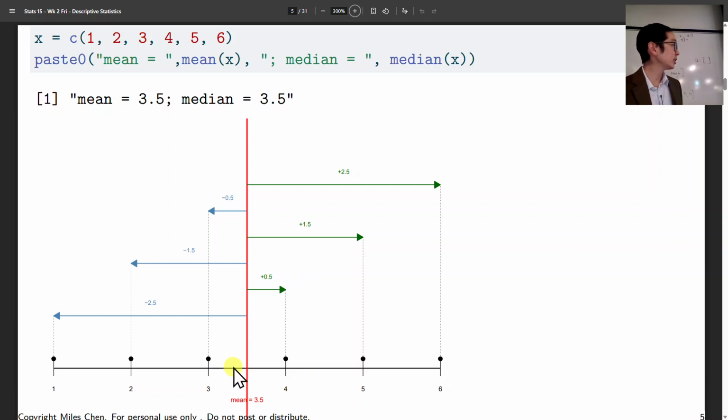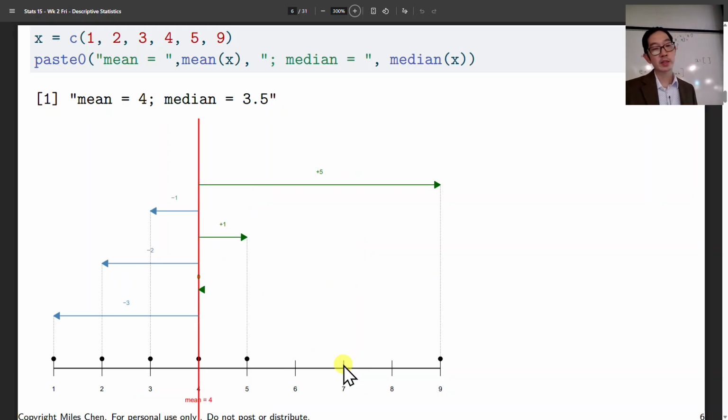The median is going to be the spot where half of the points are above and half the points are below. So if I ask what's the median of x, I get 3.5 there. In this case, our distribution is perfectly symmetric, and so the mean and the median are both equal to 3.5.